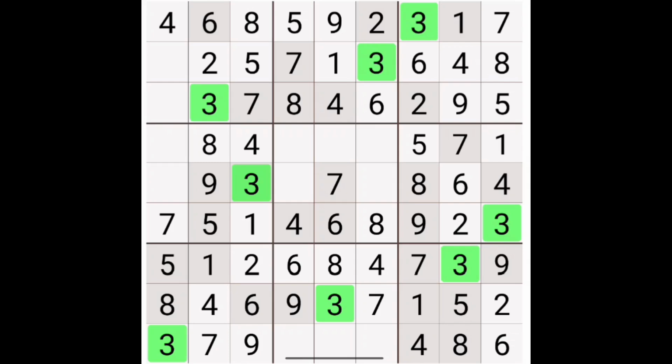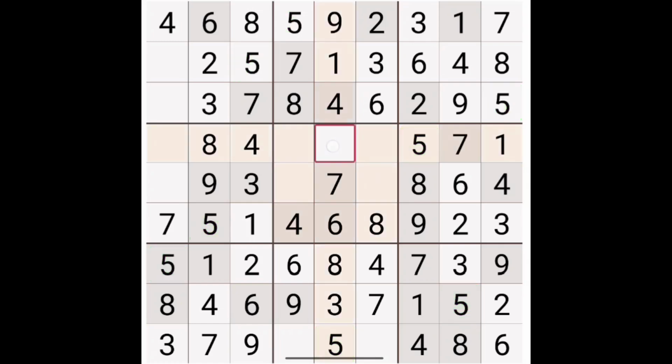Now let us complete the middle column. 9, 1, 4, 7, 6, 8, 3. 2 and 5 are missing. So 5 cannot come in this cell, because if you look at the right hand side, 5 is there. So 5 has to be at this place and 2 should be here.